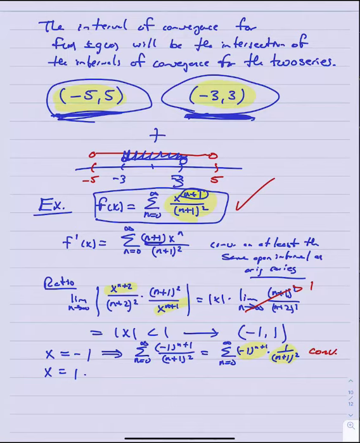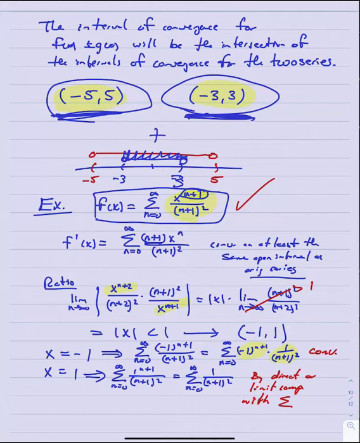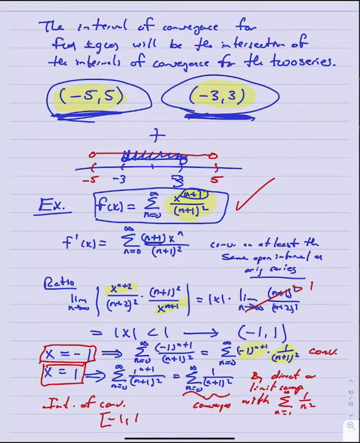Okay, what about when x equals 1? When x equals 1, I have the sum from n equals 0 to infinity of 1^(n+1) over (n+1)². That's the sum of 1 over (n+1)². You could simply quote direct or limit comparison with the series. I'll just say by direct or limit comparison with the series sum from n equals 1 to infinity of 1 over n², I know that this series also converges. Okay, therefore, my series converges at negative 1 and it converges at 1. The interval of convergence for this series is the closed interval negative 1 to 1.